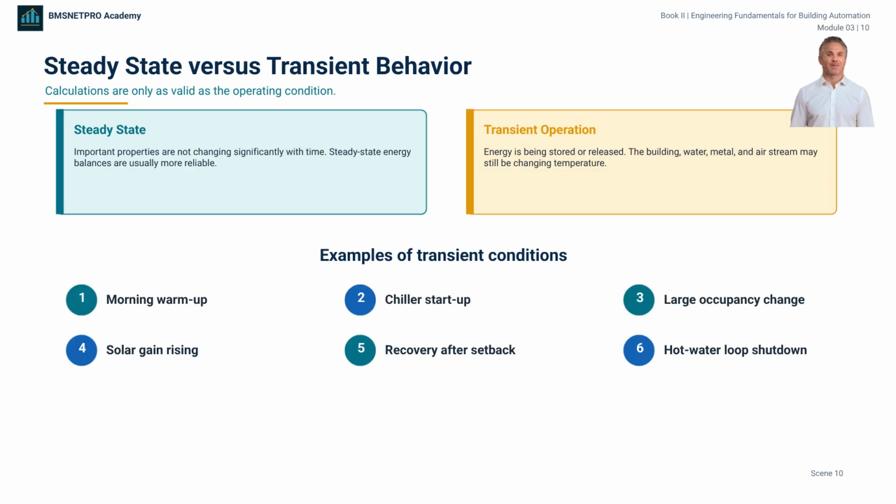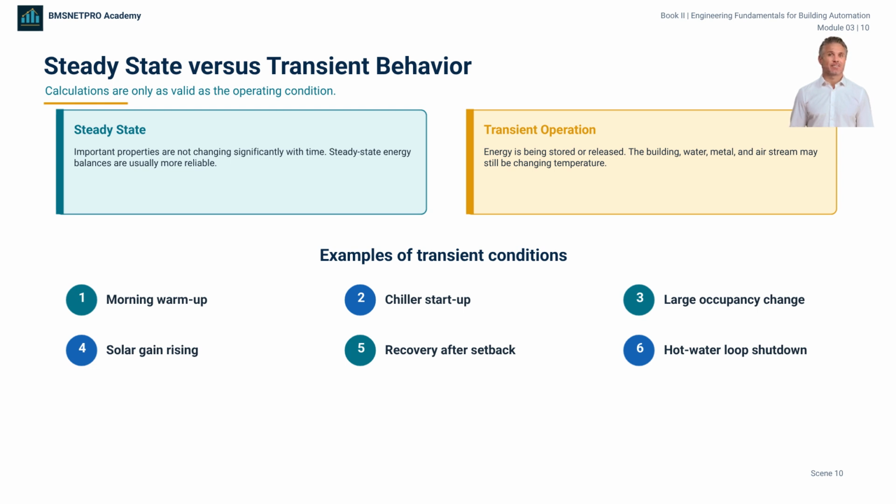Calculations are only as valid as the operating condition. A steady-state condition means the important values are not changing significantly with time. In that case, an energy balance is usually more reliable. A transient condition means the system is still storing or releasing energy. Think about morning warm-up, chiller startup, a large occupancy change, solar gain increasing during the day, or recovery after setback.